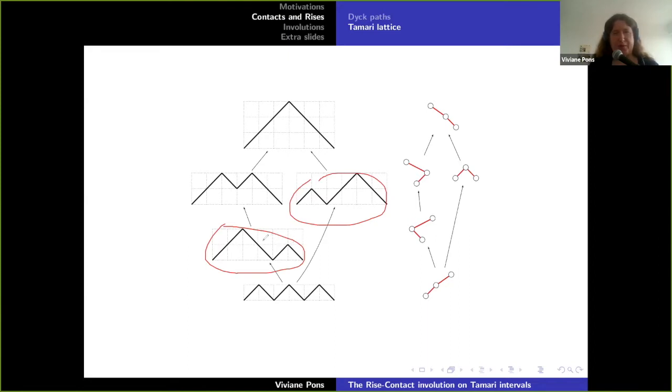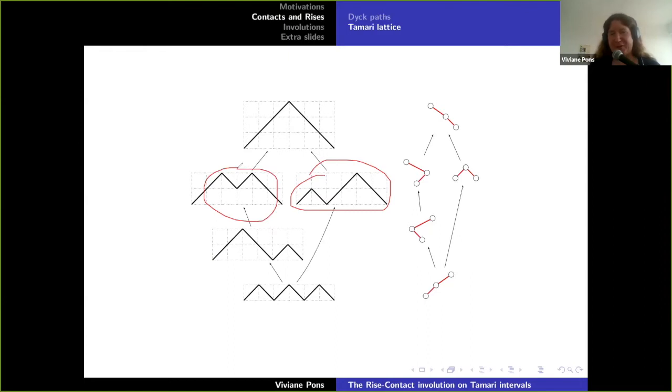Wait, no, this is not what I wanted to say, sorry. It's this path here, which is under this path there, but it's not smaller in the Tamari lattice. So just be careful that being under is a necessary but not sufficient condition.